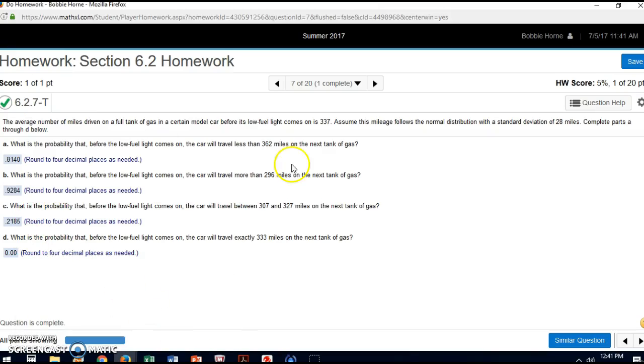Anytime it's in between, that's the way you will have to calculate it. I'll do one with a picture later because that will really help you see it. I can't draw when I'm using the screen recorder.